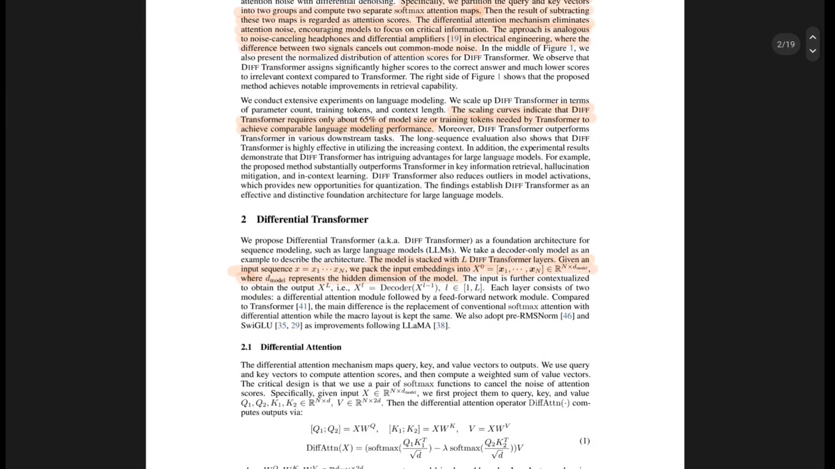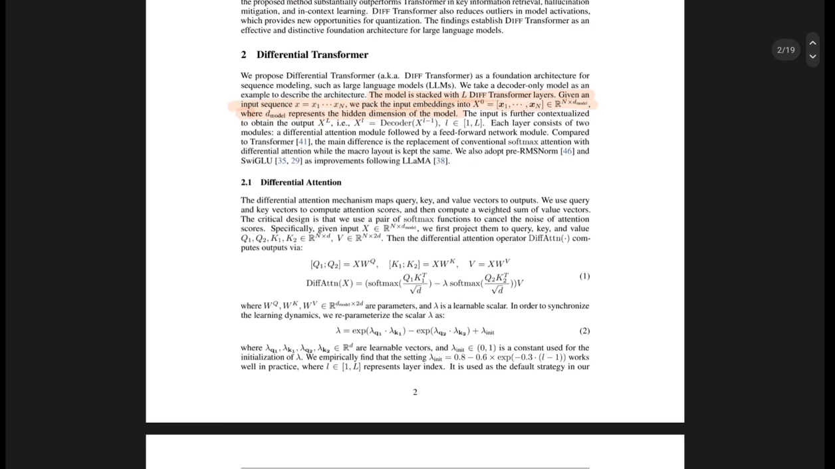So I think we are now coming to the mathematical part. The model is stacked with L differential transformer layers. Given an input X, that is x1 to xN, we pack the input embeddings into X0. It is as simple as that, where the dimension represents the hidden dimension of the model. The input is further contextualized. So I think this is very straightforward. They are saying we also adopt pre-RMSNorm normalization and SwiGLU as improvements, following Llama. So okay, they are taking inspiration from Llama. That's a good thing.